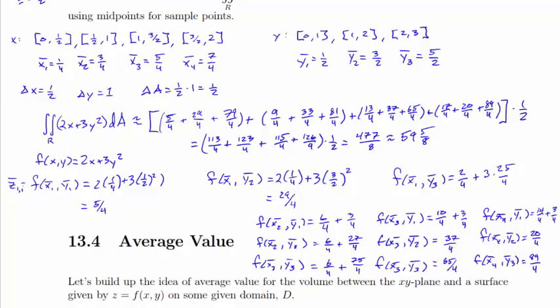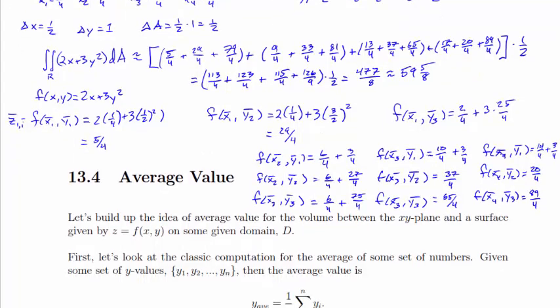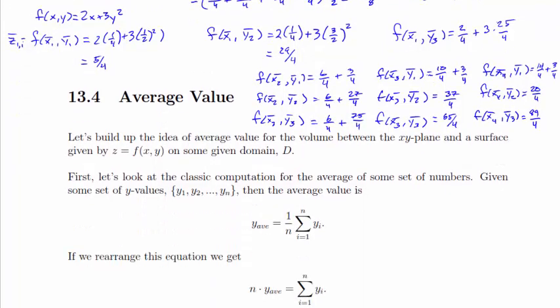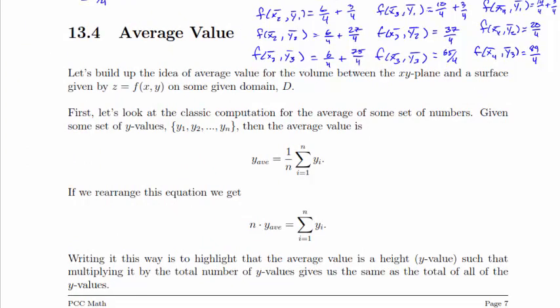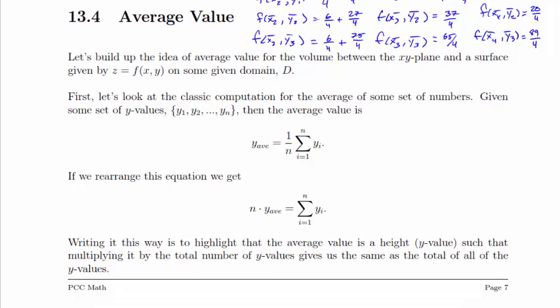Okay, last topic for the lesson, we want to talk about average values. So section 13.4, average value. Let's build up the idea of average value for the volume between the xy plane and a surface given by z equals f of x comma y on some given domain D.